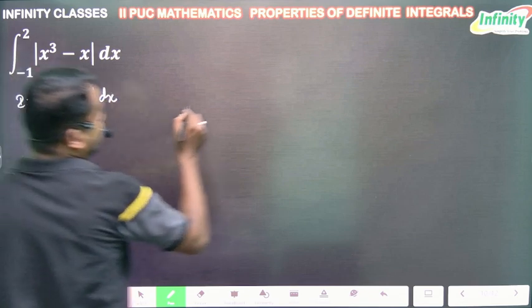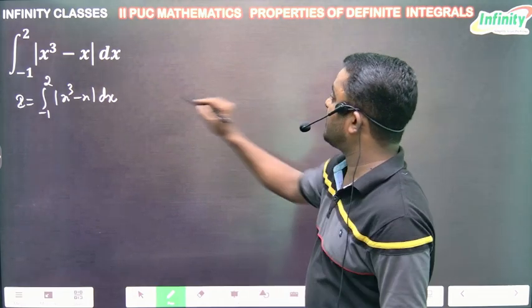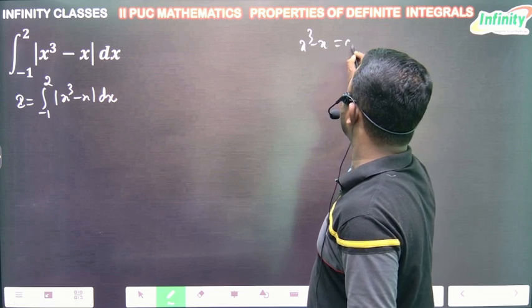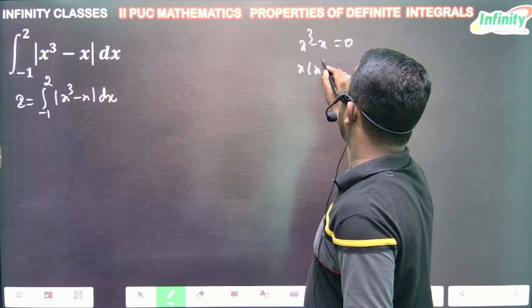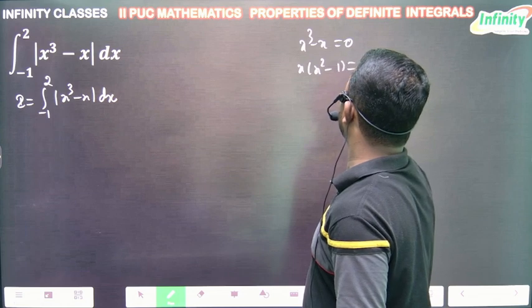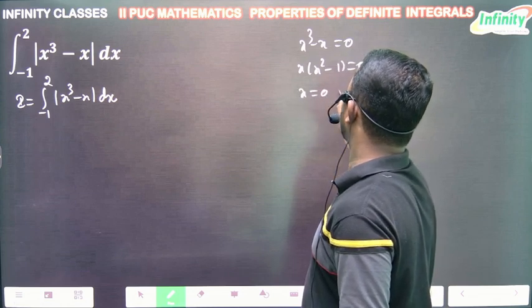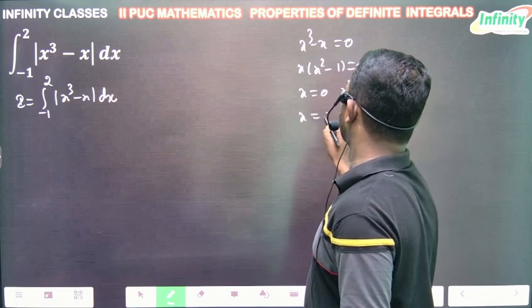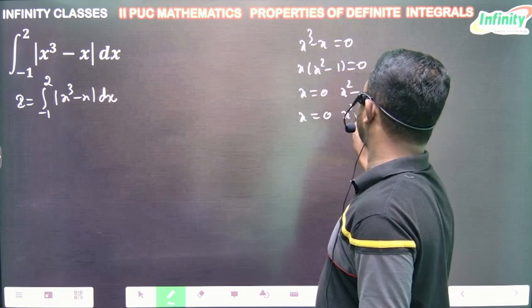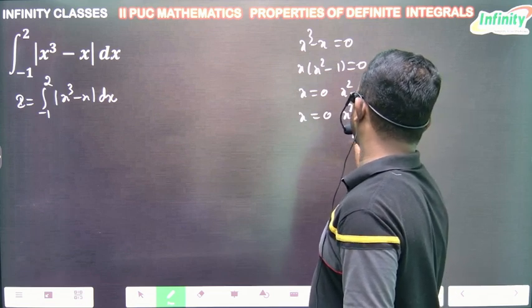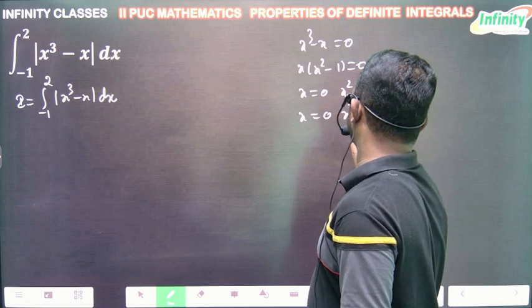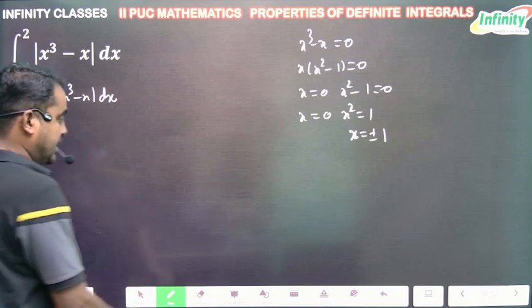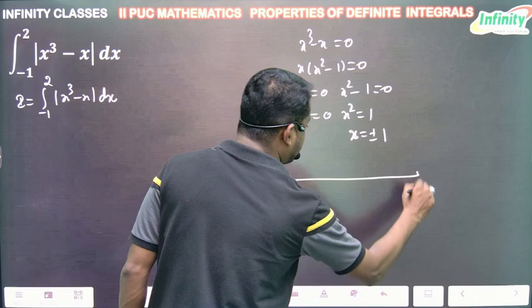Now for modulus of x cube minus x dx, first of all we have to find the limits, that is x cube minus x is equal to 0. Here x is common, x square minus 1 equal to what? 0. Here x is equal to 0, x square minus 1 equal to 0, x square is equal to 1, and x is equal to plus or minus 1. X is equal to what? Plus or minus 1. So with the help of this we are going to break the limits.